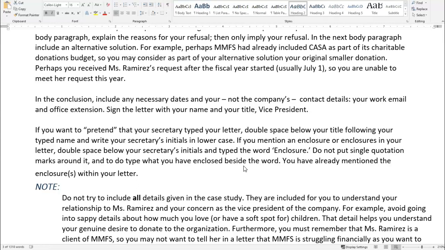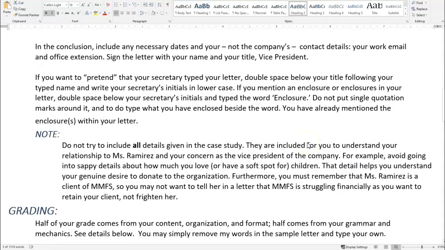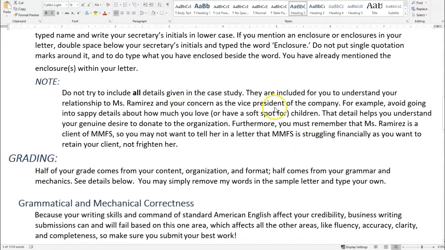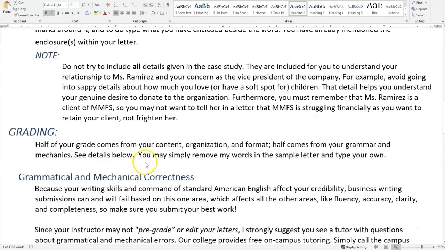If you mention an enclosure, for example, if you say, please find enclosed an alternative, $300 or whatever, if you want to say that, then you would, of course, below the secretary's initials, type the word enclosure without the single quotation marks around it, just the word enclosure. And I've given you more information right here. I've already talked to you about it, so you can read that.